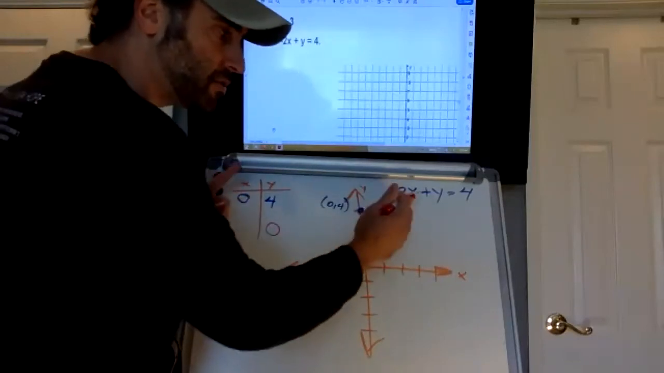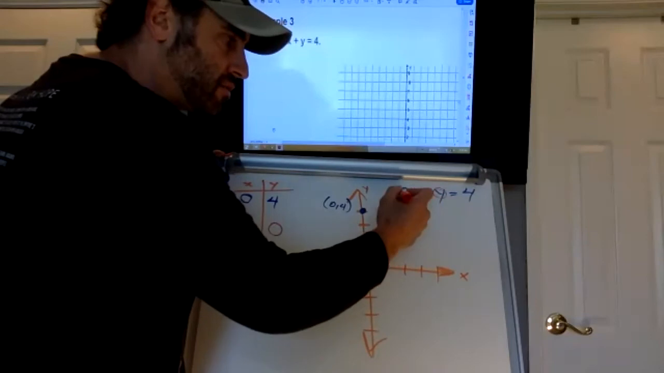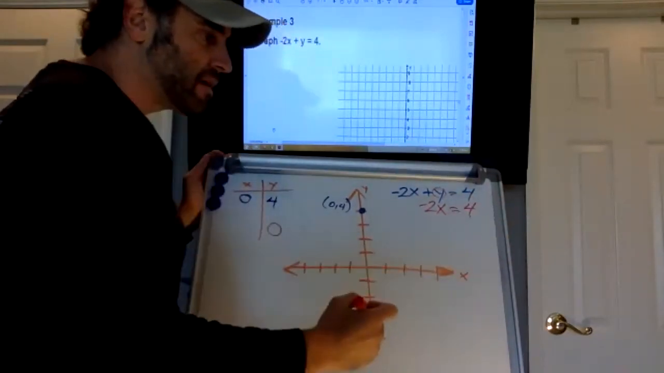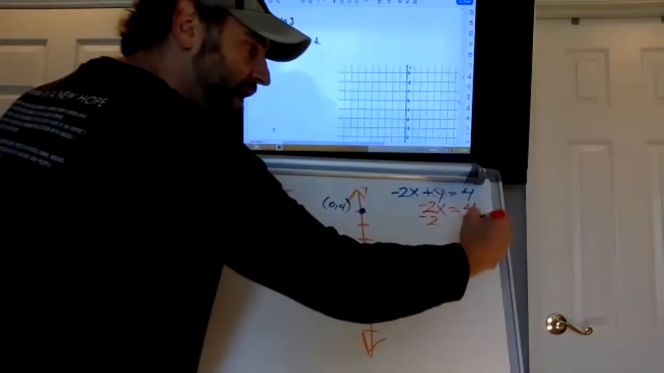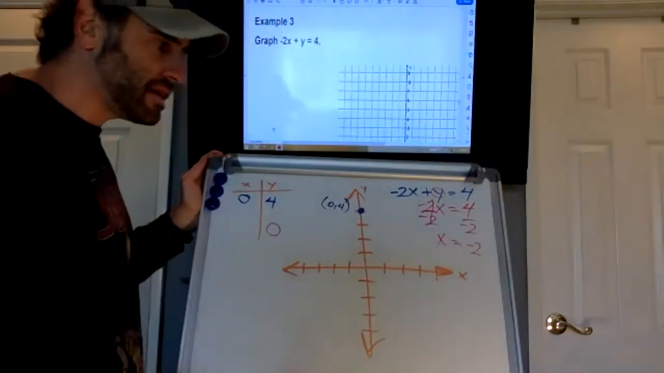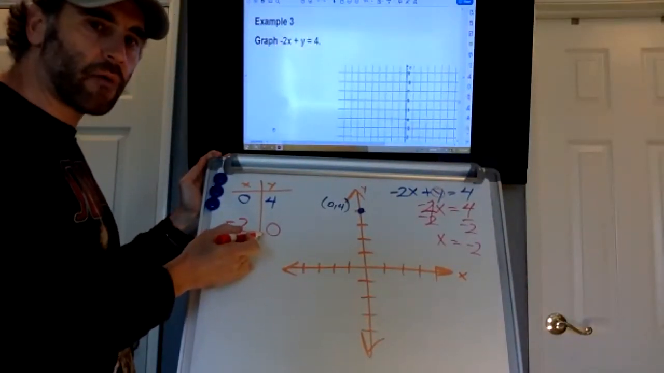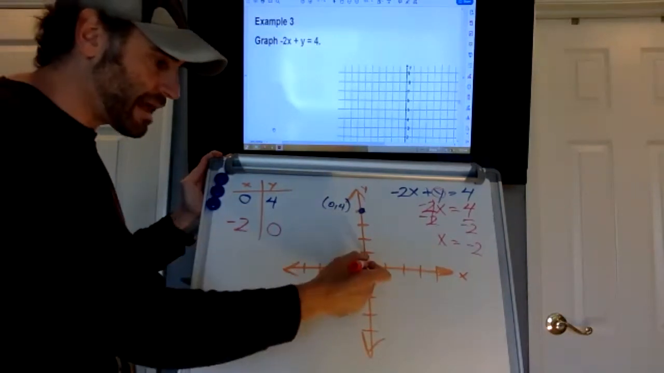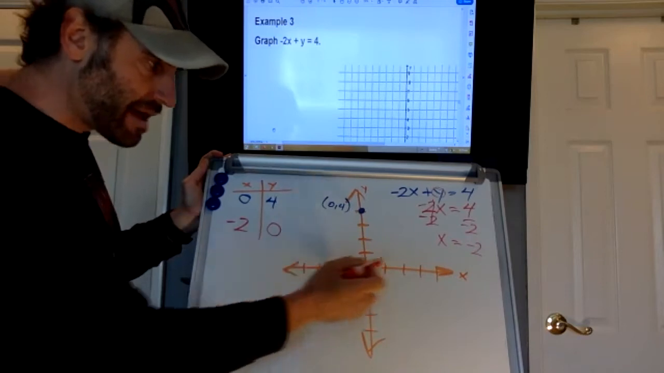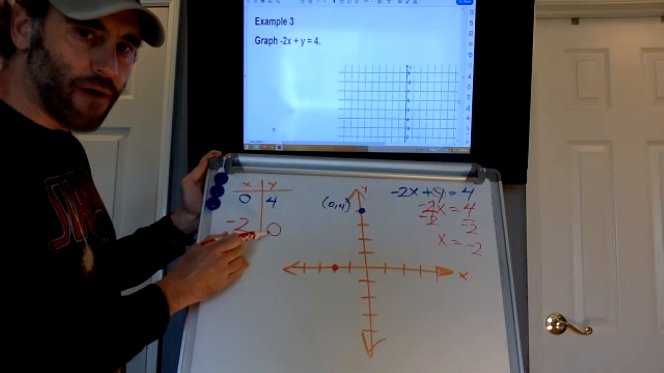Okay, so let's do it in the equation. Y is 0. So -2x plus 0 is -2x. And then you divide by -2 on both sides. That's it. So x is -2 when y is 0. And where is that point? -2, 0. And it's not an accident that it's on the x-axis. We made it on the x-axis by setting the y equal to 0.